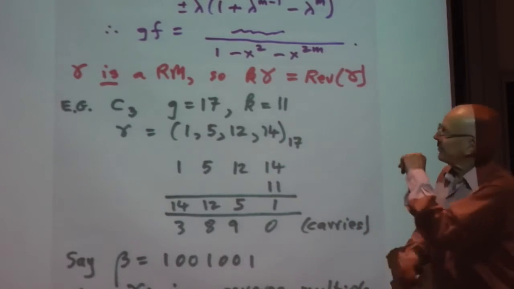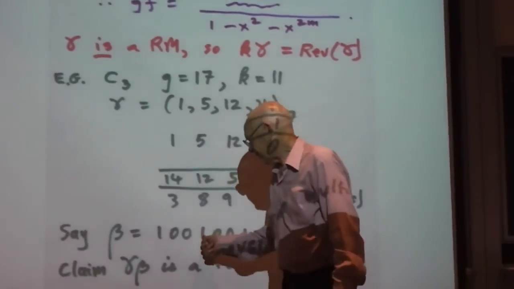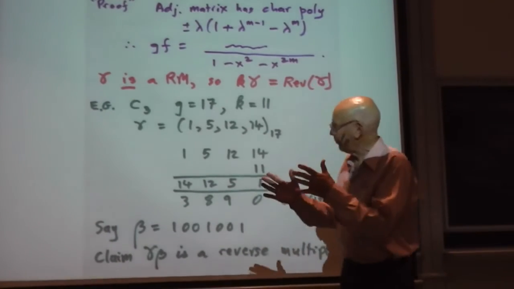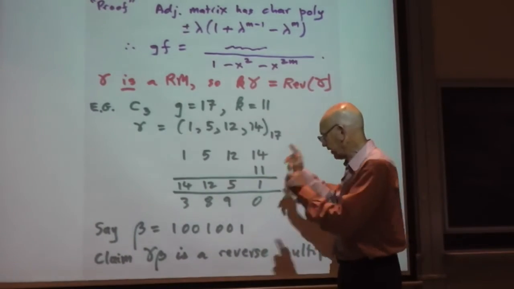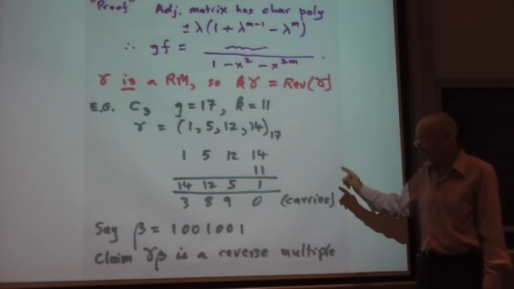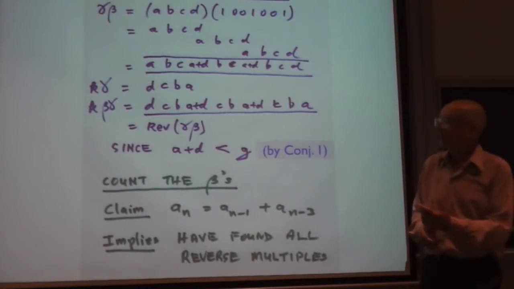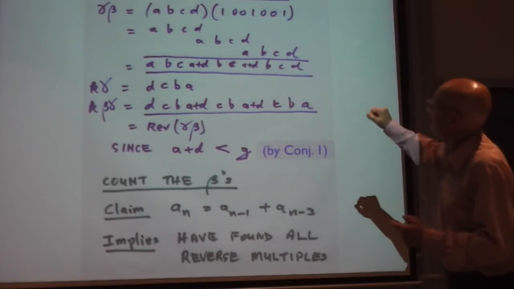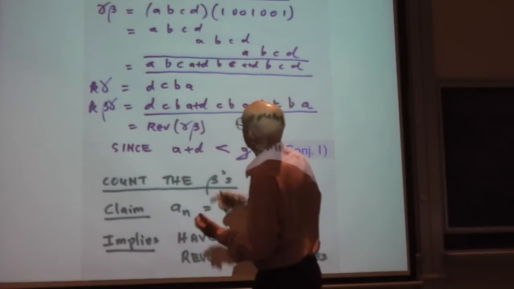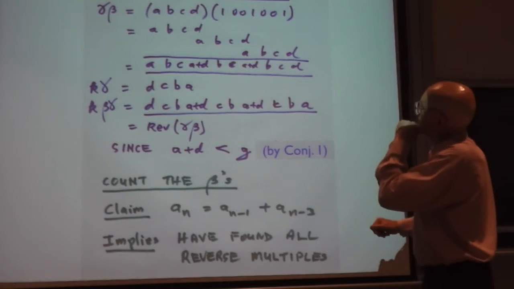Now, the claim is that if beta doesn't have any runs of repeated ones, or any runs of zeros of length less than m minus 1, in other words, less than 2, so runs of length 2 zeros are okay. So this is a typical beta. I claim that gamma times beta is a reverse multiple. And you prove that by just doing the long multiplication table. So there's beta, and gamma, I'm assuming, is something, let me write it as A, B, C, D. In this case, it's a 4-digit number, which is on the previous slide.